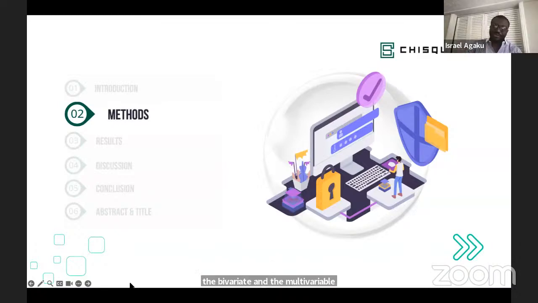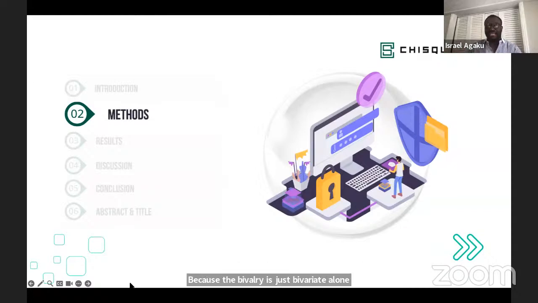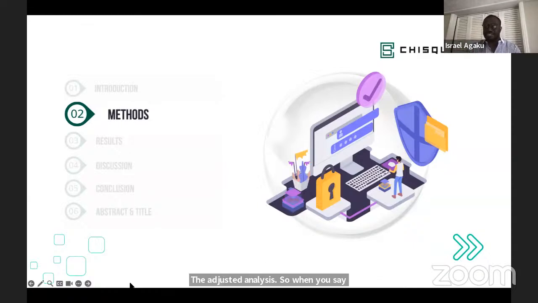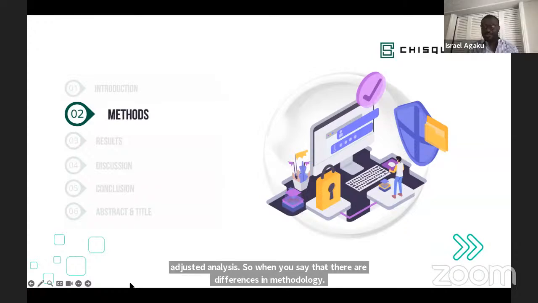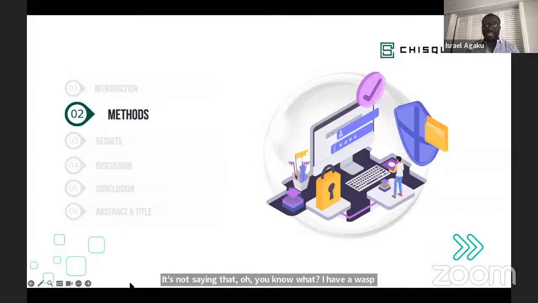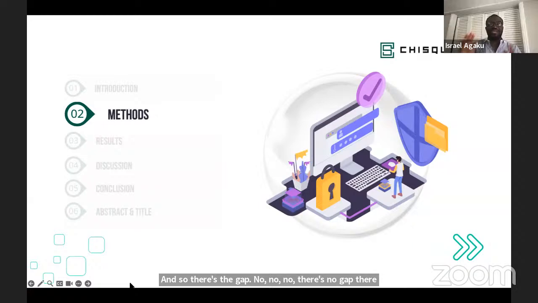Now, if you publish the multivariable first already, you can't go back and say, I'm just going to do the bivariate. Remember we said that the methodology cannot take us backwards, because the bivariate alone is a weaker analysis than the adjusted analysis. So when you say that there are differences in methodology, the new methodology must be an improvement over the previous one. It's not that I have a weaker methodology and so there's a gap. No, there's no gap there, because we've already advanced. So in that case, you cannot do that.